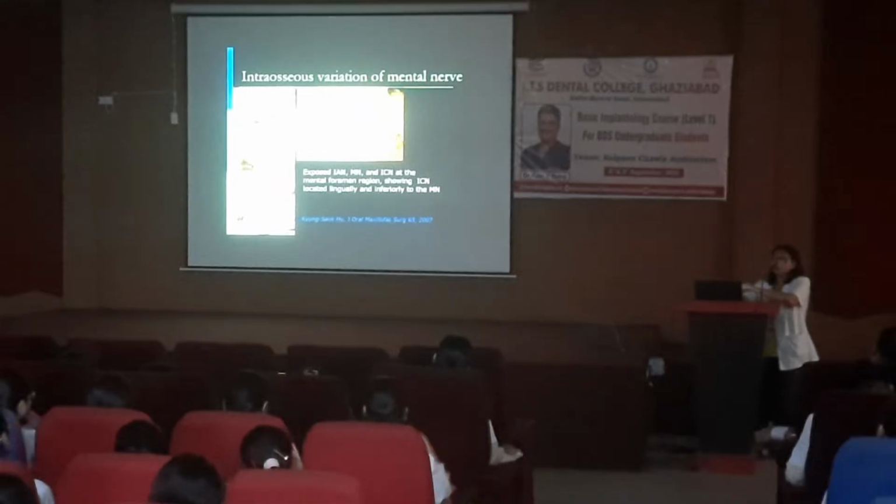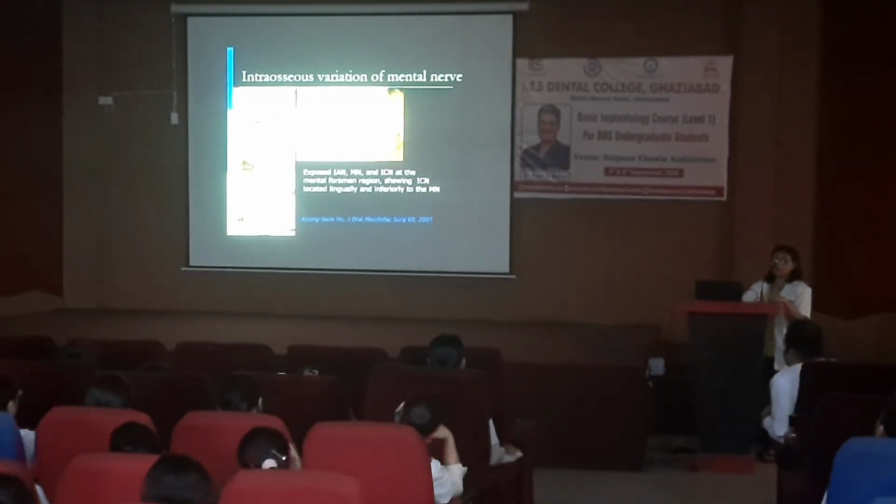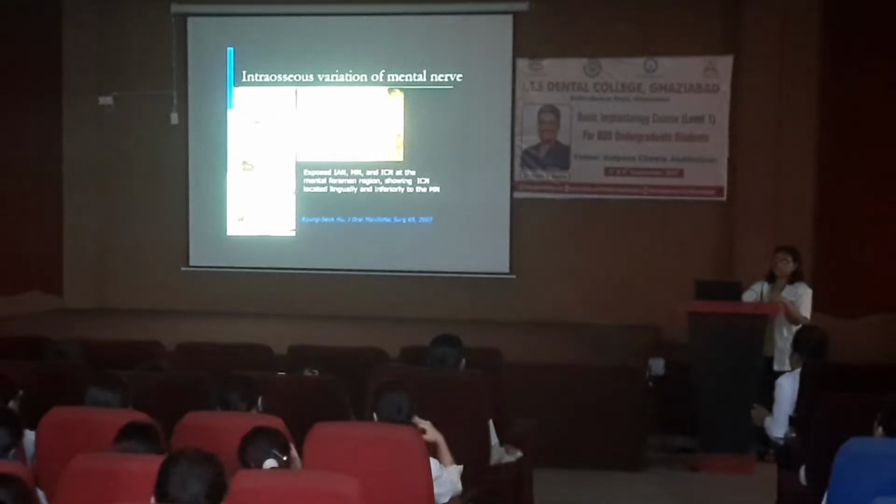Then you have to know about the mental nerve. The mental nerve, as you see, exits the mental foramen. But when it travels anteriorly, it loops. So the foramen is appearing here, but the actual extent of the nerve is here. So you have to take this into account when you are planning an implant in this area.